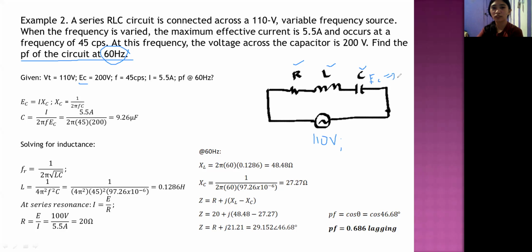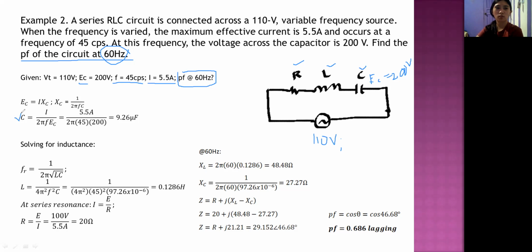The frequency is 45 cycles per second. The current is 5.5 amperes. We are asked for the power factor at 60 hertz. Before that, let's calculate the value of the capacitance.